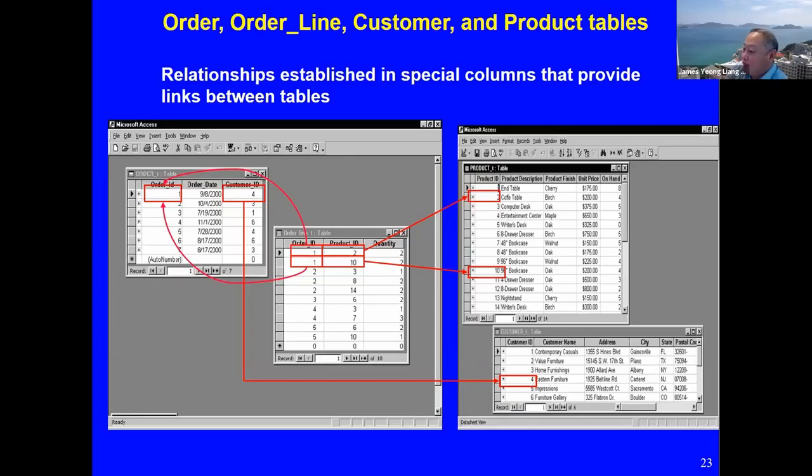So in the next 3-4 lectures, basically that's what we're going to do: how to design the ER diagram and later on convert it into the database tables.